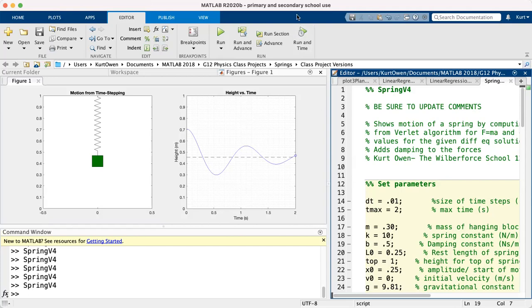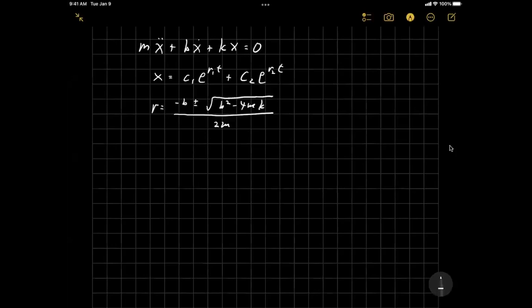So let's switch back to the iPad screen. Okay, so we should see the screen coming up. And this is where we had left off in the previous video.